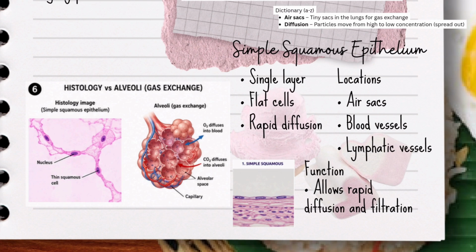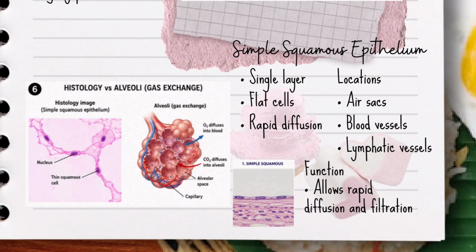You'll find simple squamous epithelium lining the air sacs of the lungs where gas exchange occurs, as well as the blood vessels and lymphatic vessels where efficient transport is essential. Its thin structure makes it ideal for rapid exchange, but not for protection.